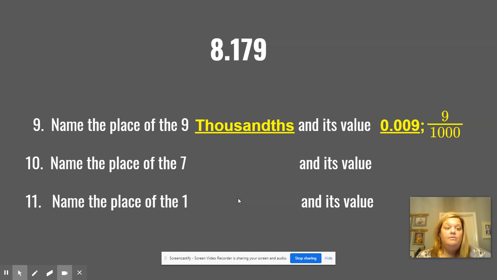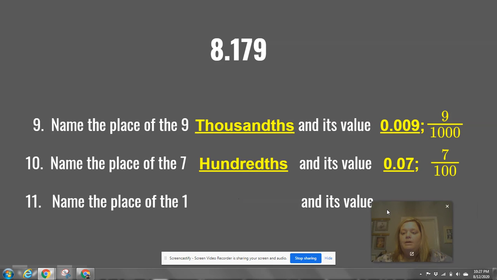Okay, let's look at the 7. The 7, what place value is it in? You're very smart, you know this. It's in the hundredths place, and I know y'all said that. So what's the value of the 7? If the 9 is worth 9 thousandths, okay, and the 7's in the hundredths place, that means it should be worth, you got that right, 7 hundredths, which means 7 over 100.